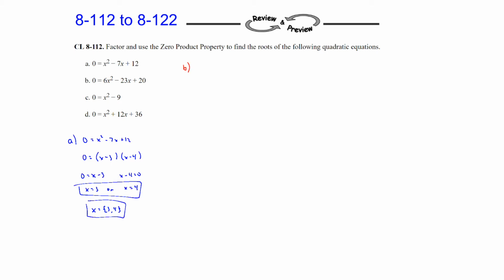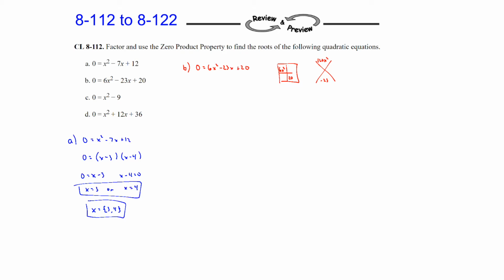B, 0 is equal to 6x squared minus 23x plus 20. So we don't have any common factors involved. I think on this one I'm going to have to use the generic rectangle. We have 6x squared and 20. So that means we're looking at factors of 120x squared that are going to add to give us negative 23.